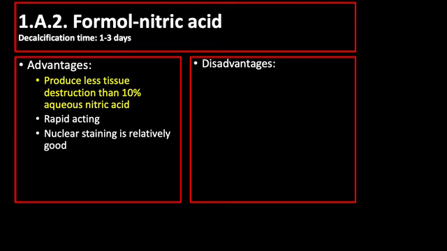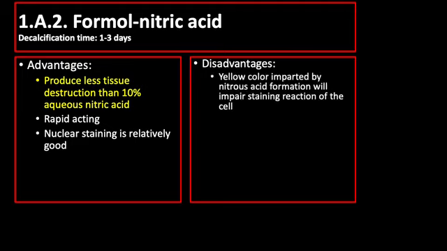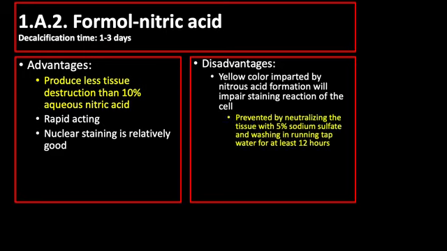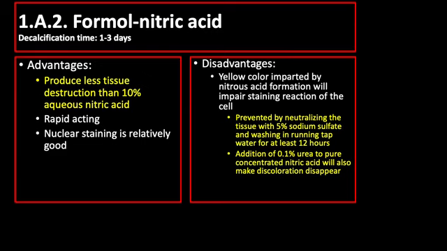On the other hand, disadvantages include yellow color imparted by nitrous acid formation, which will impair staining reaction of the cell, prevented by neutralizing the tissue with 5% sodium sulfate and washing in running tap water for at least 12 hours, and addition of 0.1% urea to pure concentrated nitric acid will also make discoloration disappear. And the solution should be used inside a fume hood. So take note of that.